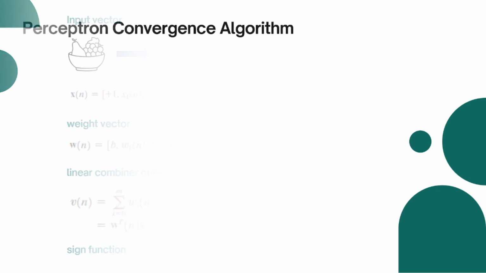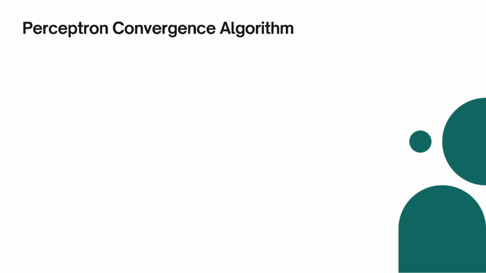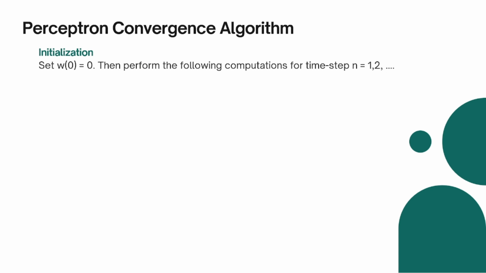Now, let's break down the perceptron algorithm step by step to understand how it learns from data. 1. Initialization. The weights are initialized to 0 or small random values, and a small learning rate, denoted as eta. The learning rate controls how much the weights are adjusted during training. 2. Activation. At each step, the perceptron processes a training example. It calculates the weighted sum of inputs plus the bias using the formula.